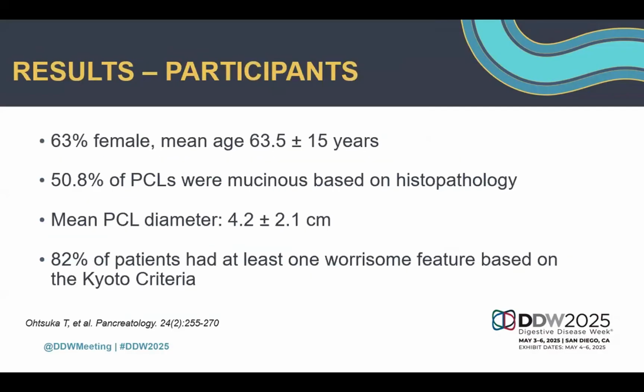Regarding our results, of the 187 participants, 63% were females with a mean age of 63.5 years. About 51% of the pancreatic cystic lesions were mucinous in nature based on histopathology. These cystic lesions were actually on the larger side, with a mean diameter of 4.2 centimeters. And 82% of our participants had at least one worrisome feature based on the Kyoto criteria.